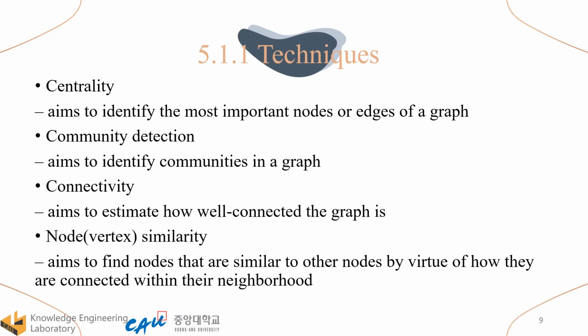Connectivity aims to estimate how well the graph, which represents the resilience and reachability of the graph elements, is connected or unconnected. Node or vertex similarity aims to find nodes that are similar to other nodes by virtue of how they are connected within their neighborhood. Node similarity metrics may be computed using structural equivalence, random walks, diffusion kernels, and so on.